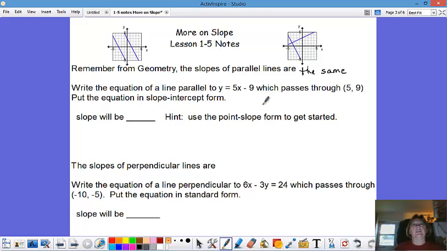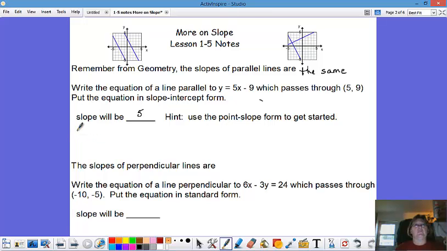And we want to write an equation here for a line that's parallel to the given line, y equals 5x minus 9, but we want our line to go through the point (5, 9). And this instruction says that we should put the equation in slope-intercept form. Okay, if we want to be parallel, we've got to have exactly the same slope. So we go to the slope-intercept form of this linear equation, and we think to ourselves, it's the x multiplier that's the slope. So if we want to be parallel, we've got to have exactly the same slope, 5.